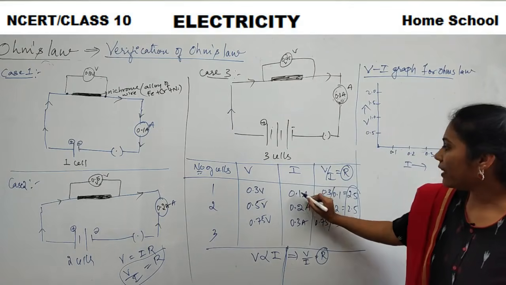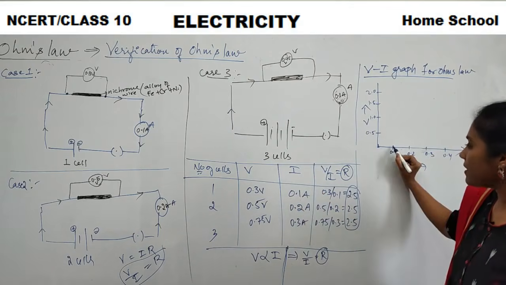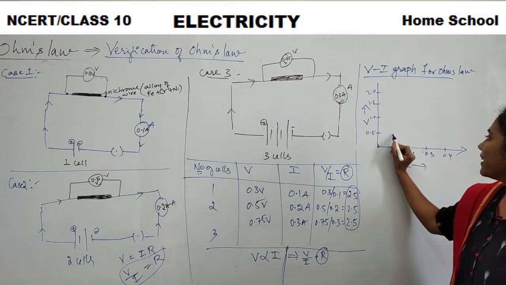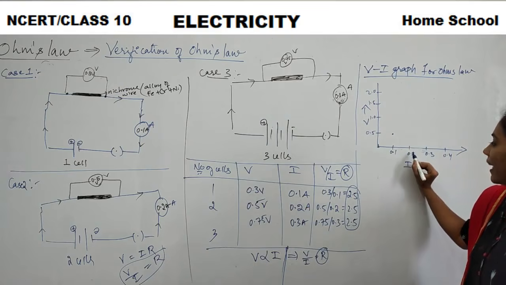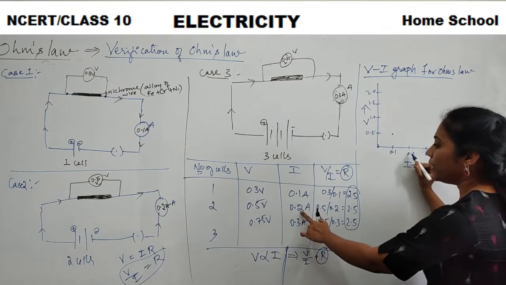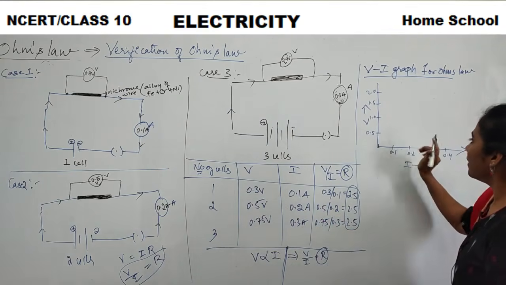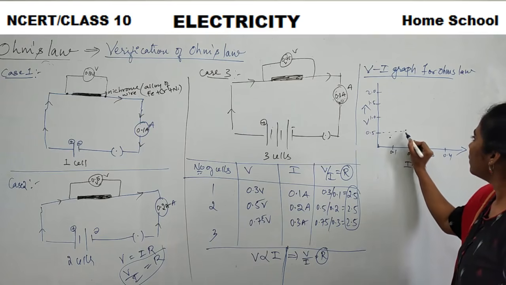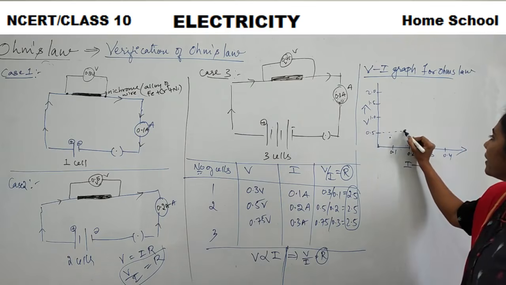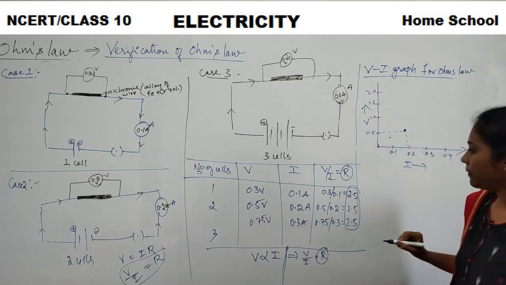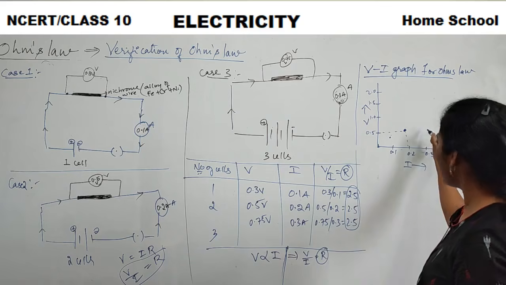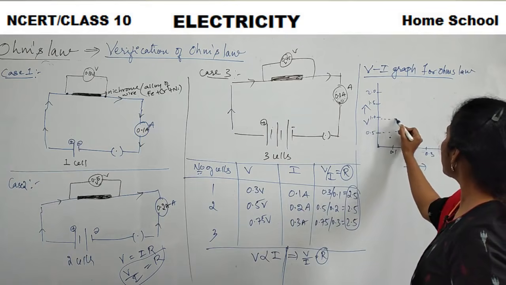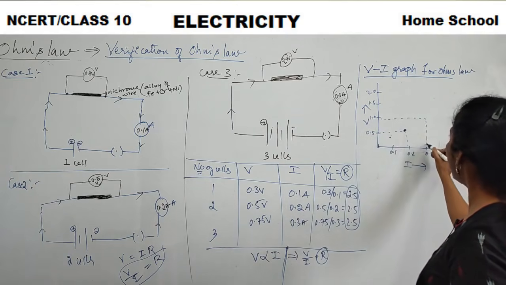So in the first case 0.1 amperes, and voltage is 0.3, somewhere here I'll get a point. And in the second case, when the current is 0.2, potential difference is 0.5. So here I'll be getting a point. And when the current is 0.3 and potential difference is 0.75, somewhere here I'll get a point.